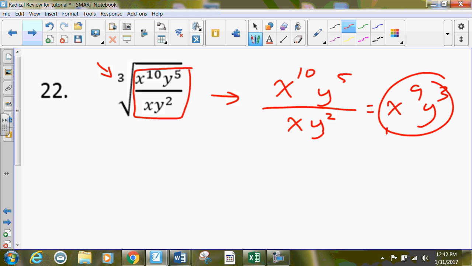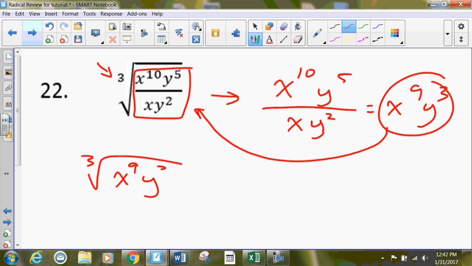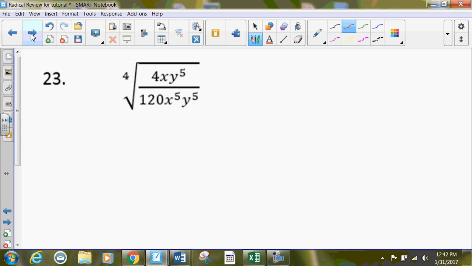So now we're going to put that back under. So we'll have the cube root of x to the 9th, y to the 3rd. How many times does 3 go into 9? It goes in 3 times, so x to the 3rd will come out. How many times does 3 go into 3? Once, and y comes out. This is your answer. Please feel free to slow down the video, pause, and do things the long way to make sure you're getting the same answer that I am.